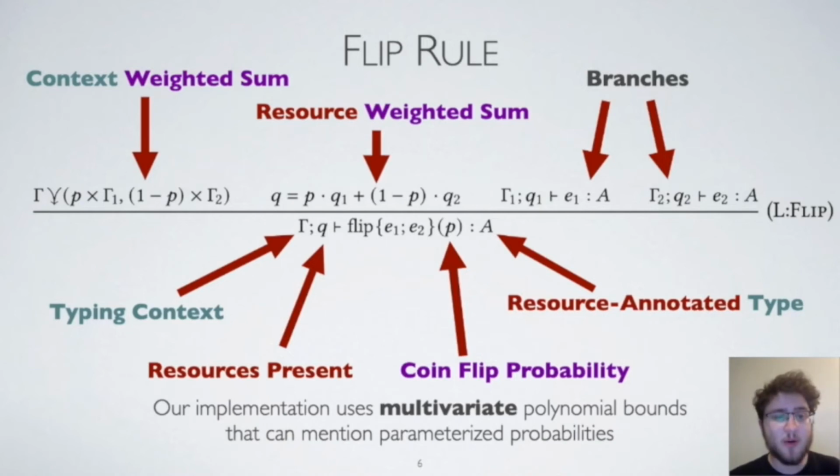We also allow for a more complicated case, where the coin bias is parameterized, as if it were a program variable.